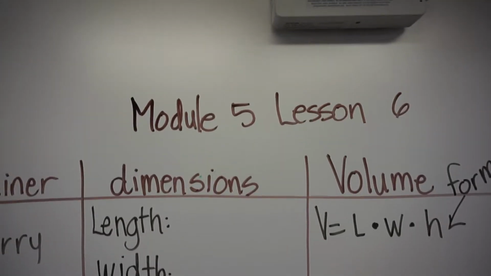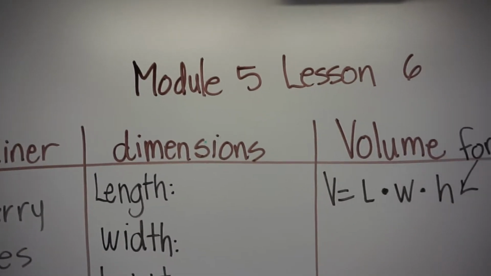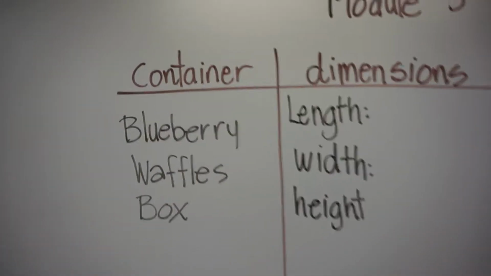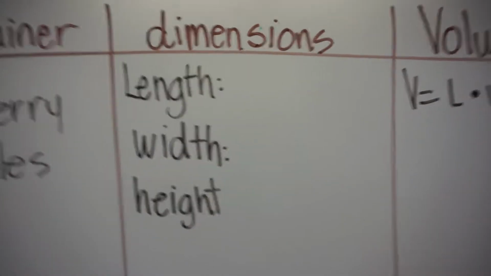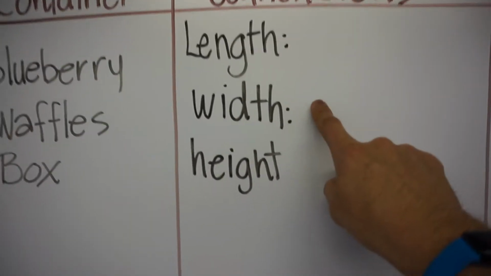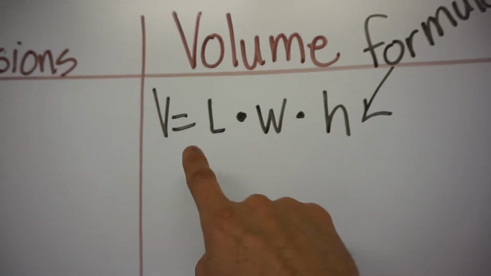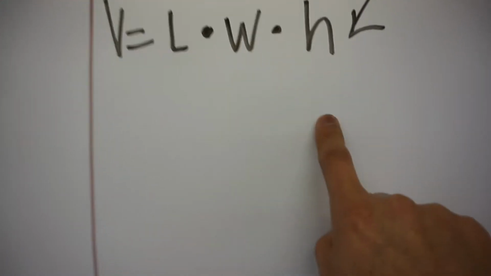Today our lesson is finding volume and the dimensions of the object. So here is our setup. Container, dimensions, which is length, width, height, volume, and this is the formula. Volume equals length times width times height.